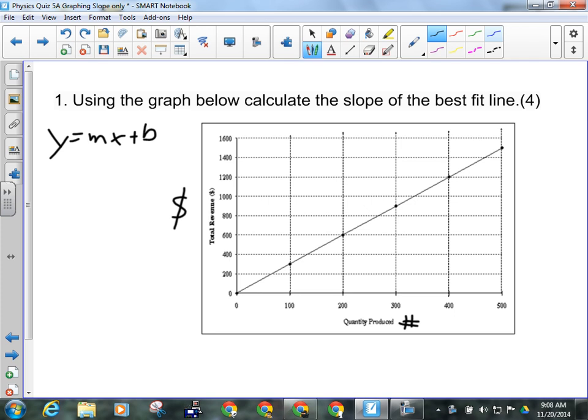Which part of that formula represents slope? M. All right, need to get m by itself. Y minus b over x. Is this the same as the other way I'm going to show you after? Rise over run. Okay, so my y-intercept, b, is 0. That's great. Okay, this is going to make this really easy then.